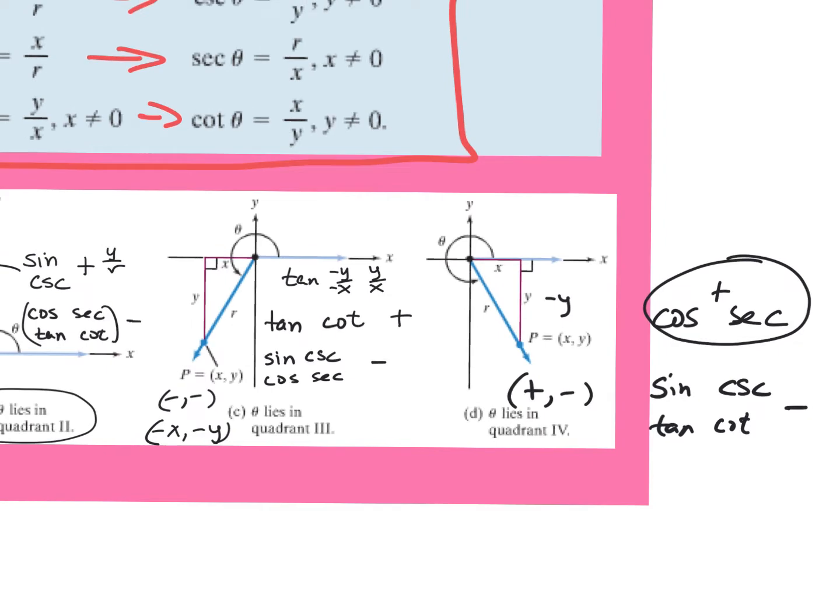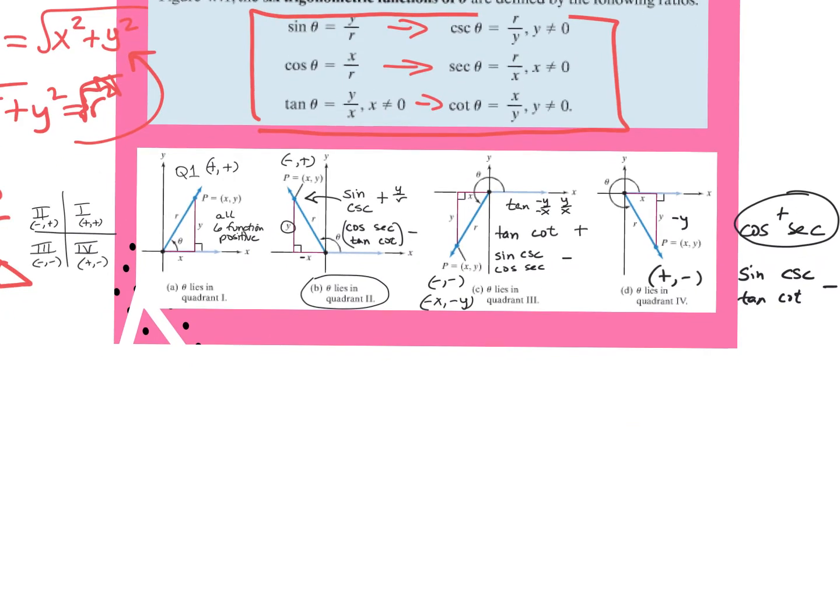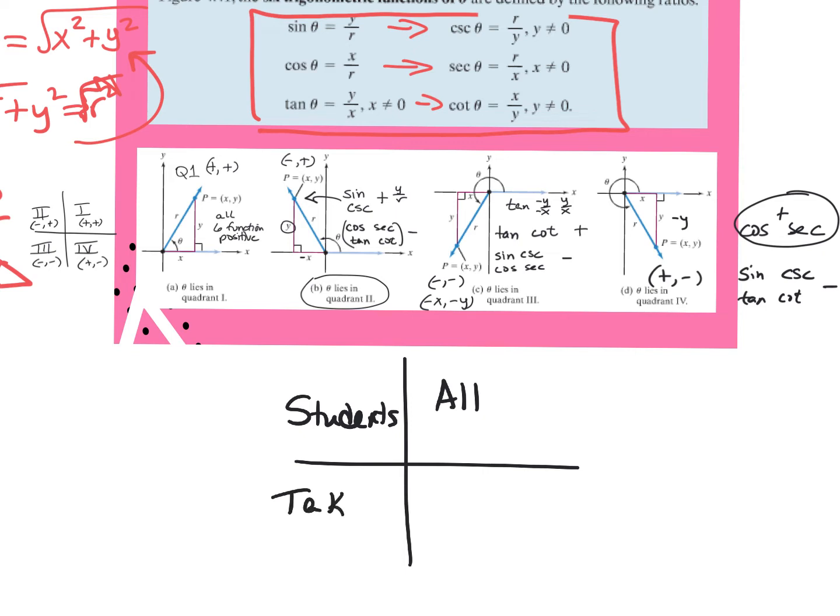Now I've got an acronym that'll help you to remember which ones are positive in each one of the quadrants. So my acronym is this. It's going to be: All Students Take Calculus. So each one of the letters, all, or this one is all. So all 6 are positive.